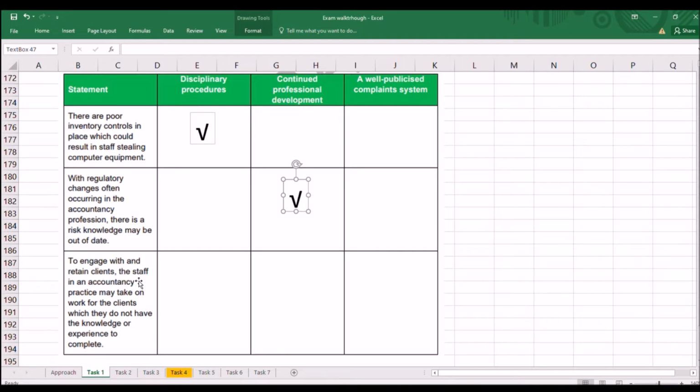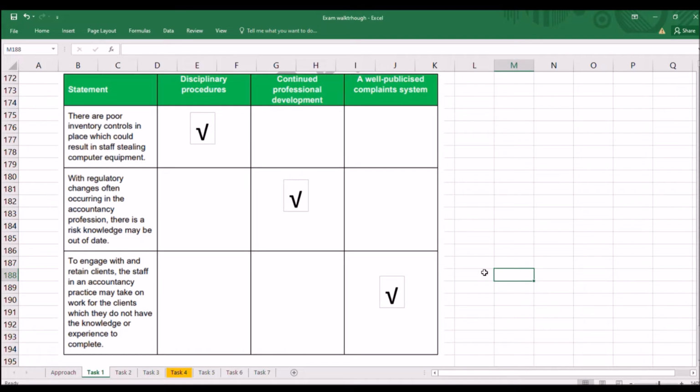And to engage with and retain clients, staff in accountancy practice may take on and work clients for which they do not have knowledge or experience to complete. So we might take on these clients, and to protect a bit against the risk from that, what we're going to do is have a good complaint system that clients can know to complain up front. If in doubt, complain to the senior partner for this one, and if not, complain to the regulatory authority here.